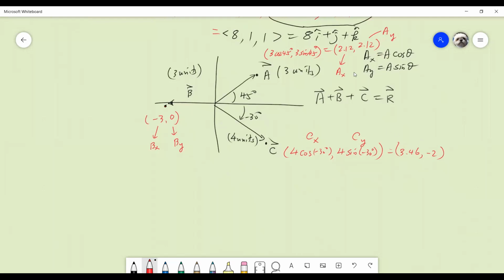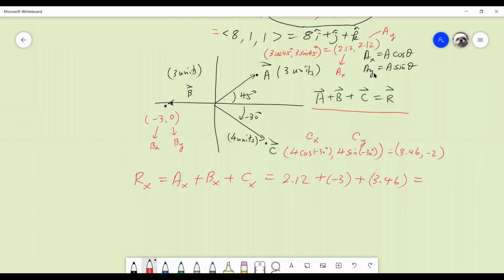Now I know the AX, AY, BX, BY, CX, CY, right? Now you have two ways to do that. What is RX? Remember that R is like this, RX is nothing more than AX plus BX plus CX. AX is 2.12, right? And BX is -3, right? And then CX is 3.46, right?